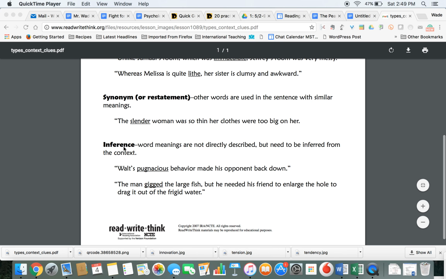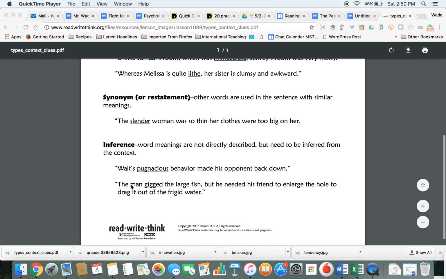And the last one is an inference. Word meanings are not directly described, but they need to be inferred from the context. So in this example, "Walt's pugnacious behavior made his opponent back down." So we have to read this whole sentence and say, what could this word mean? Well, whatever his behavior was, it made his opponent back down. I'm going to infer that this word means that his behavior is scary or maybe really intimidating.